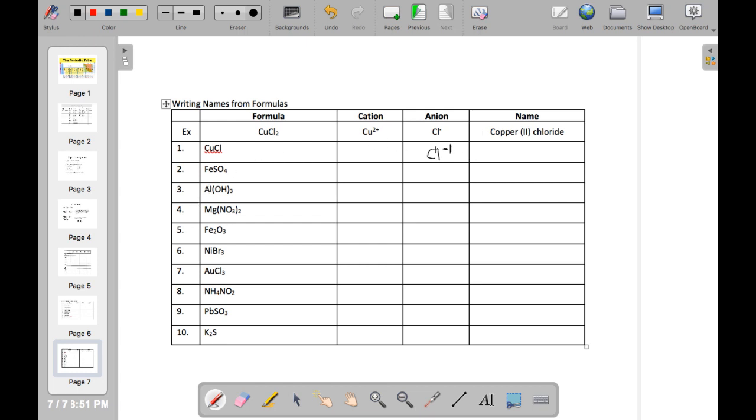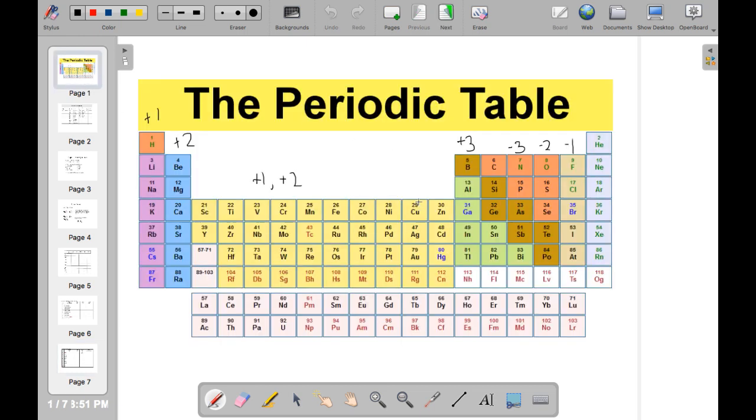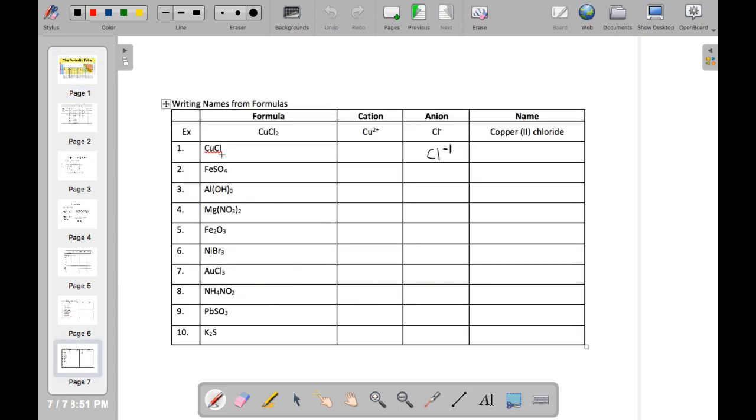Now over here, I know that if this is a -1 charge, this copper is a transition metal, so it could have multiple oxidation states. So I don't know what it is, but when I look at it, I know there's only one of them, so it has to be a +1. It has to be a copper +1. So how am I going to write that out? I'm going to have to write out copper, Roman numeral 1, chloride.